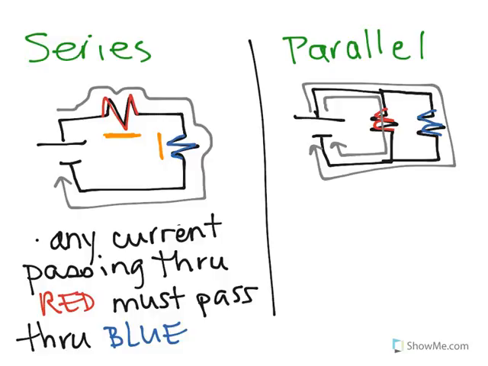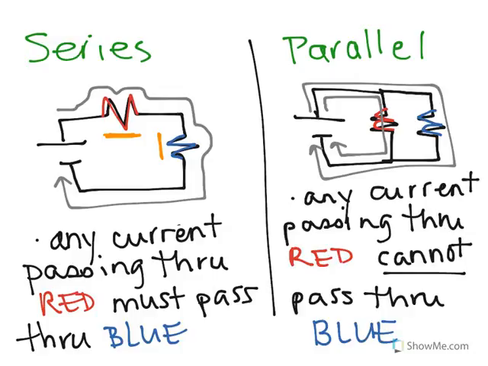What that means is that if current is passing through the red, then that same current, those same electrons, cannot also pass through the blue. There's two separate and distinct pathways for current in this circuit. So series and parallel are words that we use when we're talking about two resistors or two other items on a circuit in relationship to one another.